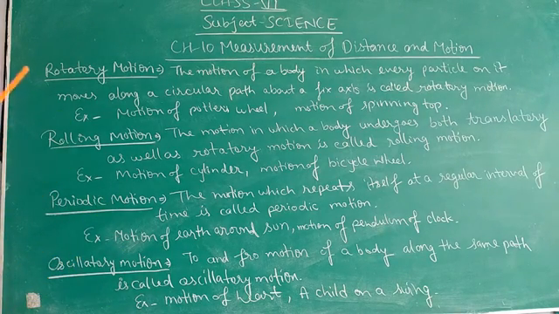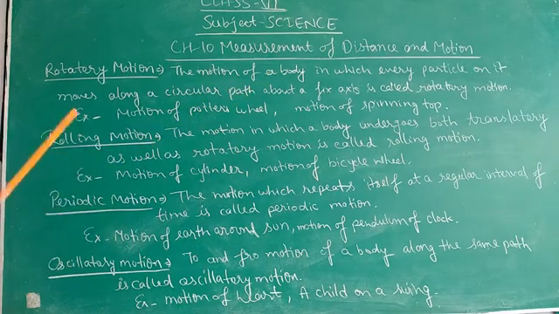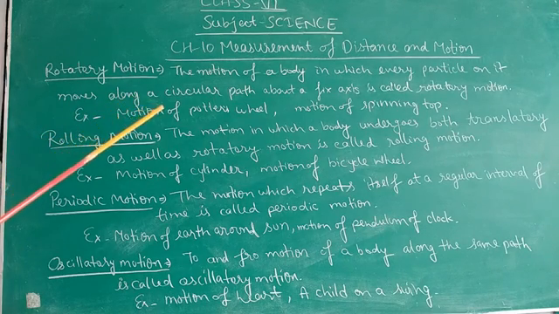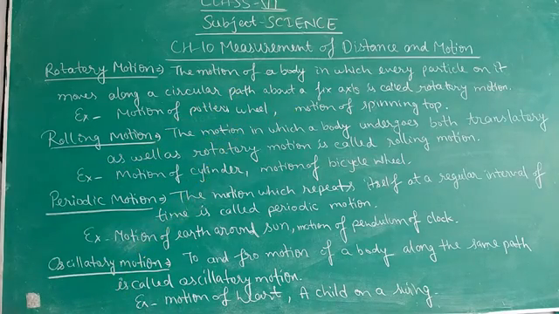The first point is rotatory motion. The motion of a body in which every particle on it moves along a circular path about a fixed axis is known as rotatory motion. For example, motion of a potter's wheel and the motion of a spinning top. This type of motion is known as rotatory motion.